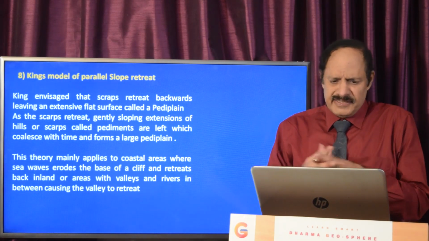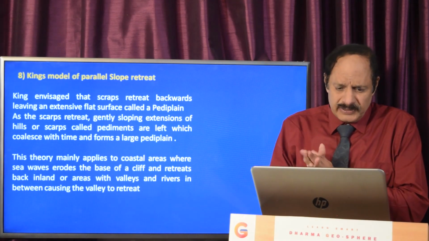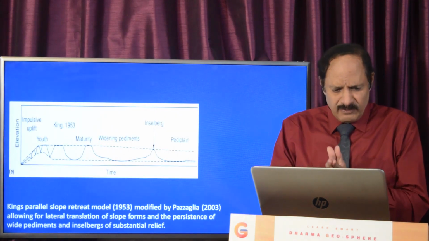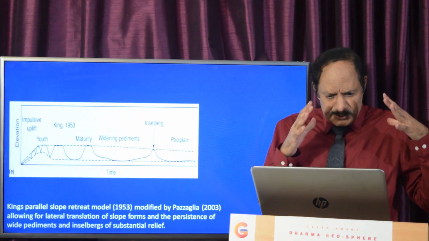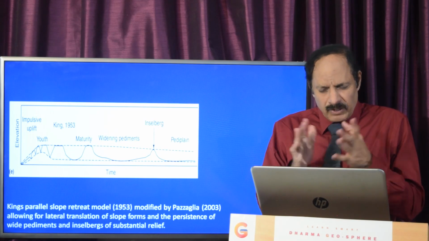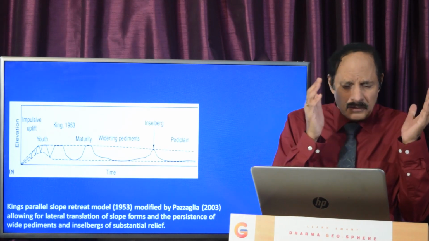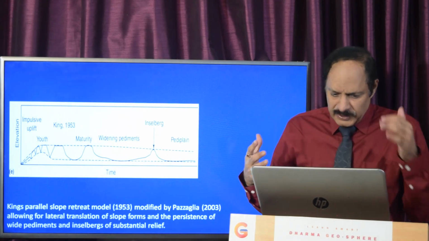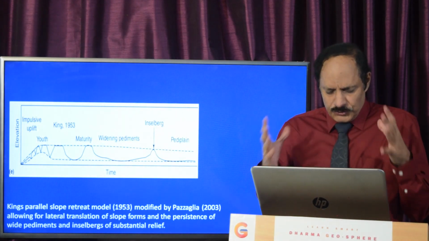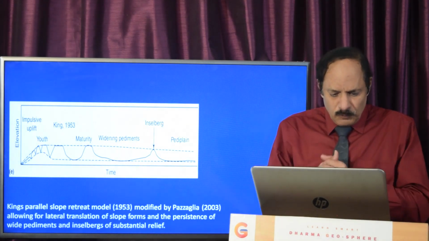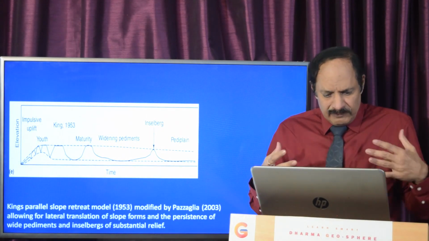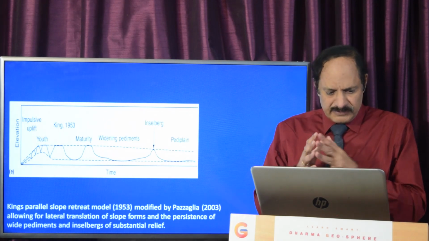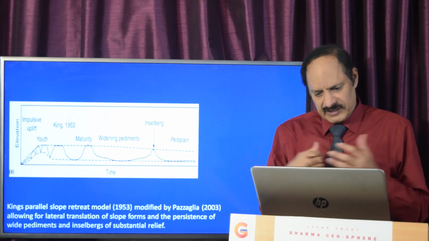Then coming to King's model of parallel slope retreat, which is very well known. What he basically said here was similar to the daily cycle of erosion, but instead of peneplain, he used the word pediplane. Here he showed how parallel slope retreat allows for lateral translation of slope forms and the persistence of wide pediments and inselbergs of sustained relief.